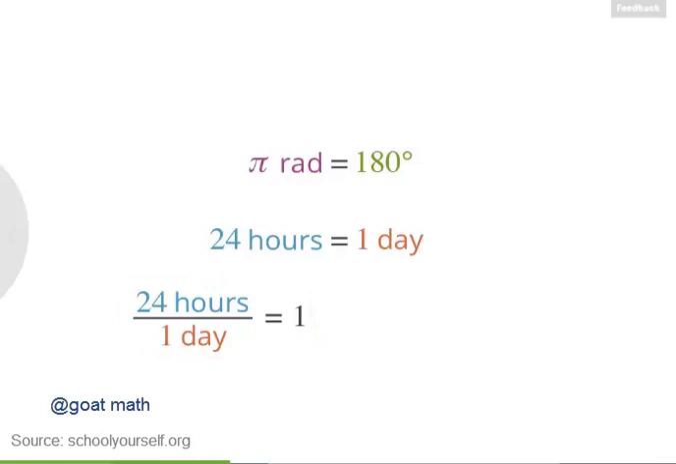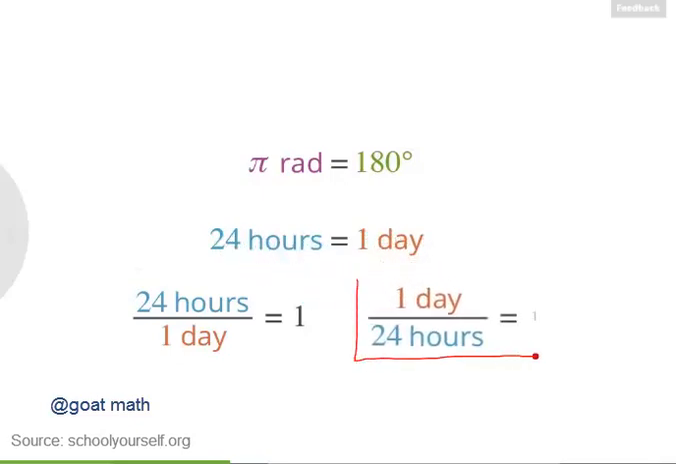This shouldn't be too surprising. Whenever you divide something that's not 0 by itself, you get 1. And 24 hours and 1 day are indeed the same thing. They're just two different ways to say it. And just as 24 hours divided by 1 day equals 1, 1 day divided by 24 hours also equals 1.